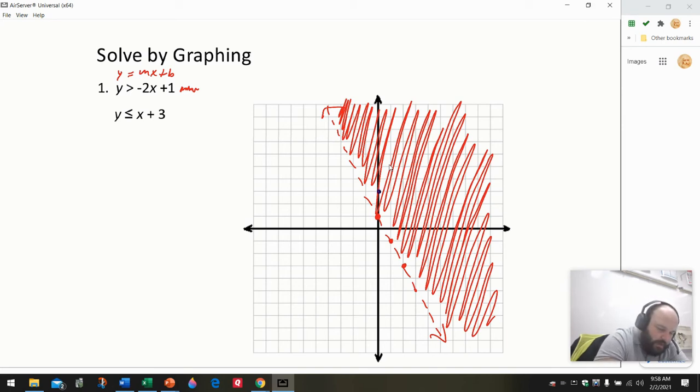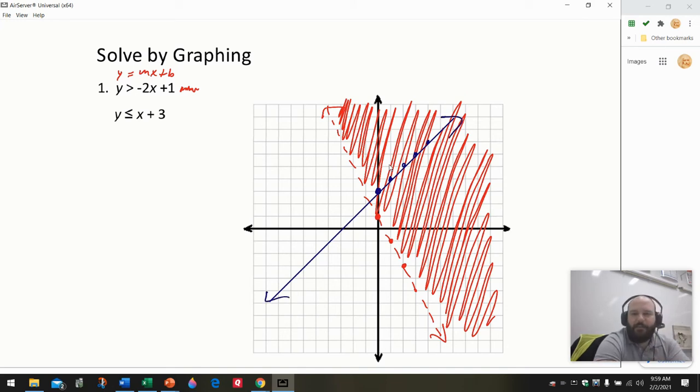So I'm going to go to 3 and put a dot right there, and then I'm going to go up 1 over 1, and I'm going to continue to do that a bunch of times just so I get a bunch of points I know how to line up when I draw the line. Now in this case, because it's a less than or equal to, it's going to be a solid line, and so I would do something like this. Okay, so there's my solid line.